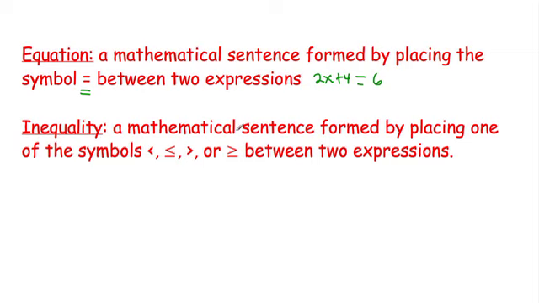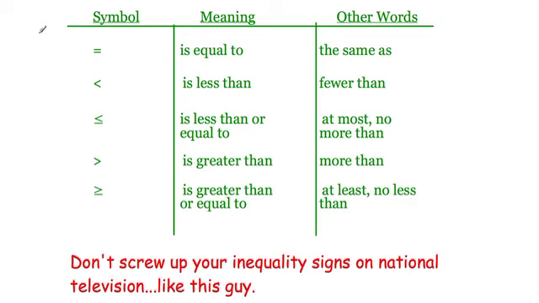A mathematical sentence that is an inequality is formed by placing one of these symbols: less than, less than or equal to, greater than, or greater than or equal to. Remember, it always opens up to the bigger thing. So 10 is greater than 4, or 7 is less than or equal to 12. Those are inequalities. You probably want to just pause the video right now and write these down.